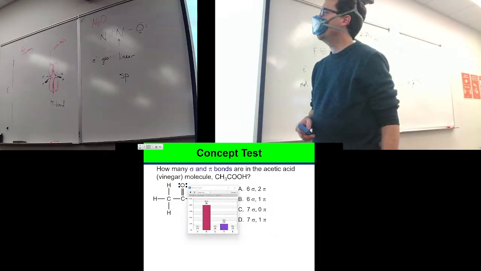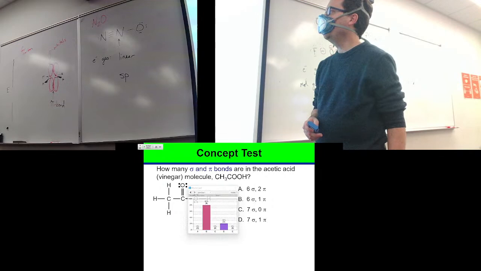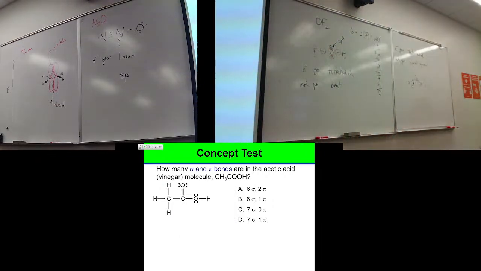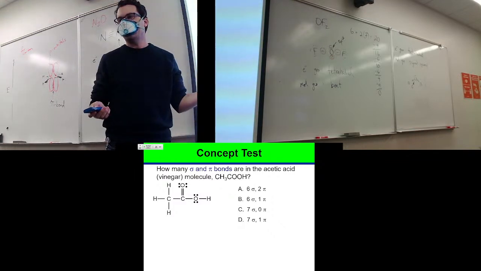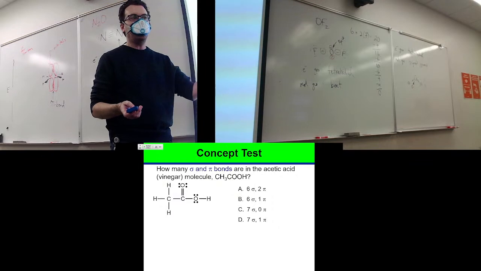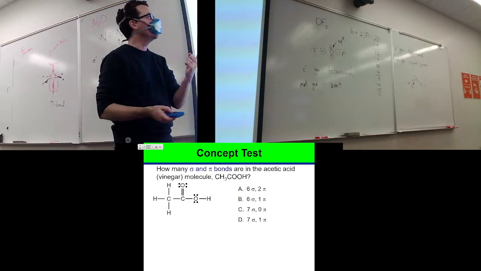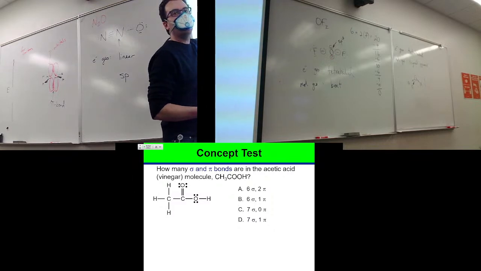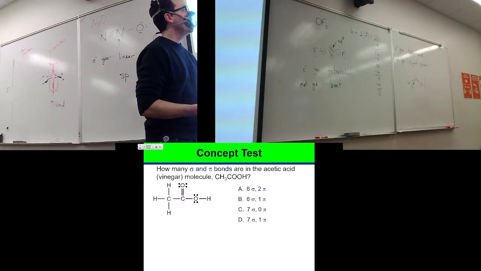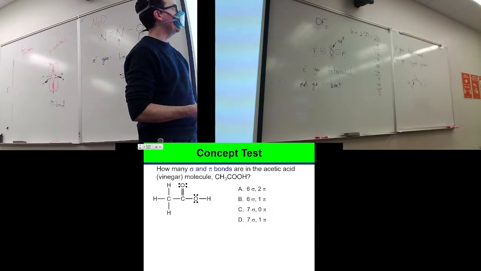The votes are mostly B, some D. So honestly, the best way to do it is count the total bonds. So 1, 2, 3, 4, 5, 6, 7. 7 sigma bonds. Because every single one of those bonds has one sigma bond in it. And then how many double bonds? Well, there's 1, so that's the second part of that bond is a pi bond. So there's 7 sigma bonds and 1 pi bond.